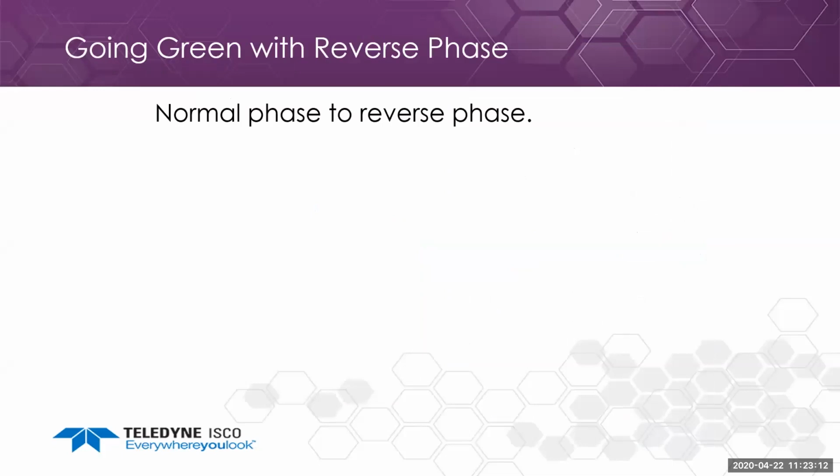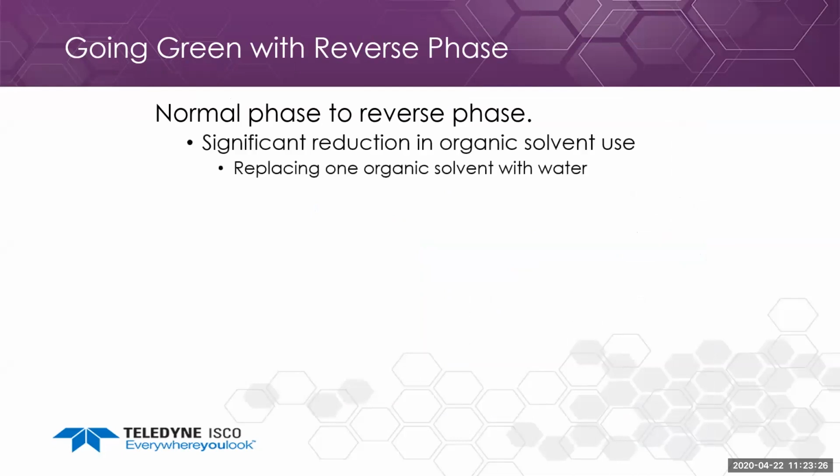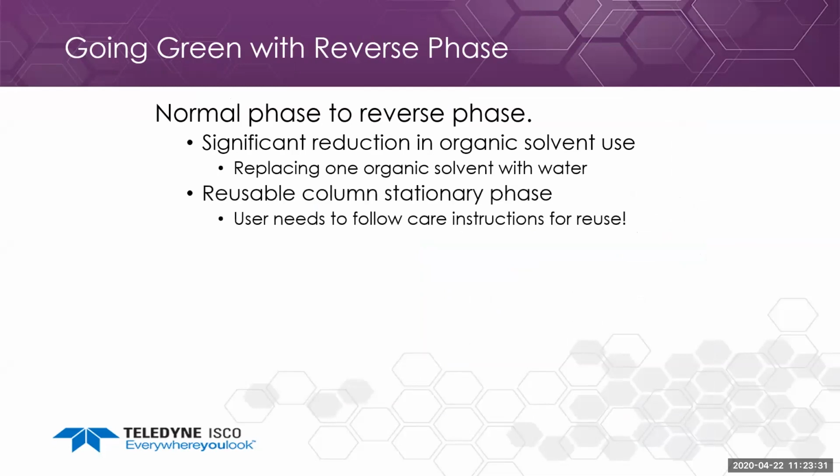Another way we can go green is normal phase to reverse phase. As we substitute water in for some of our organic solvents, that's going to be a green choice for us, so a significant reduction in organic solvent use. Traditionally, reverse phase is going to be a reusable column stationary phase. So you're able to reuse this column multiple times. Just be sure to follow the care instructions for reuse. Those get packed with the columns.